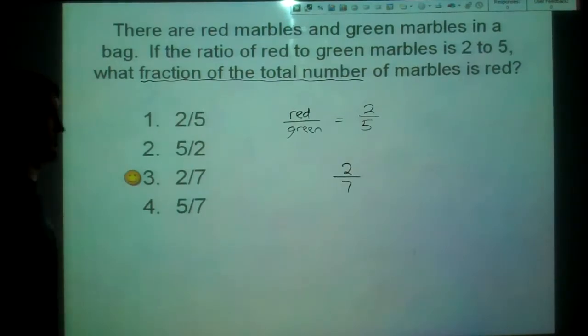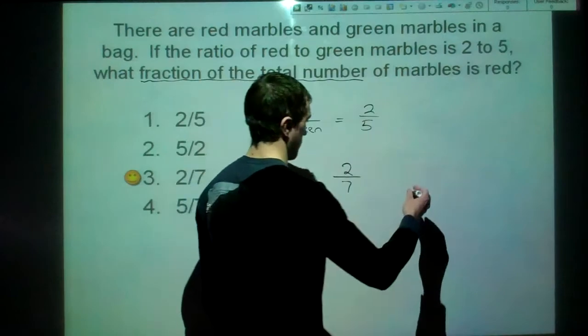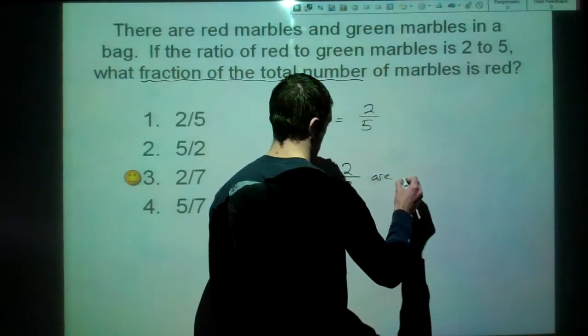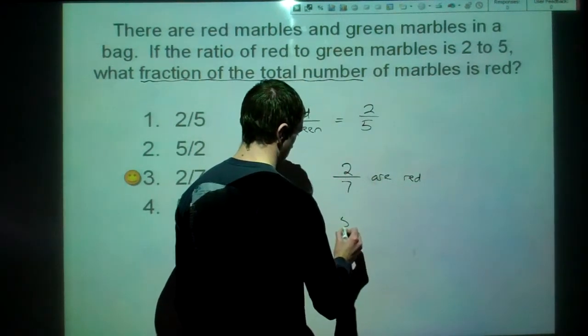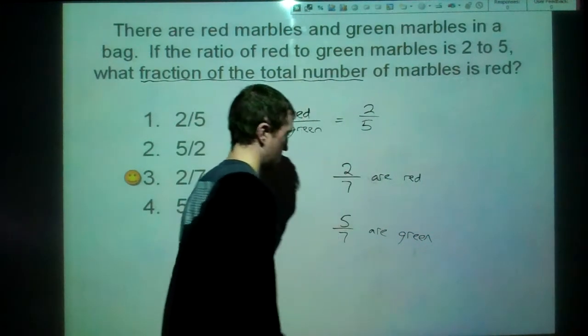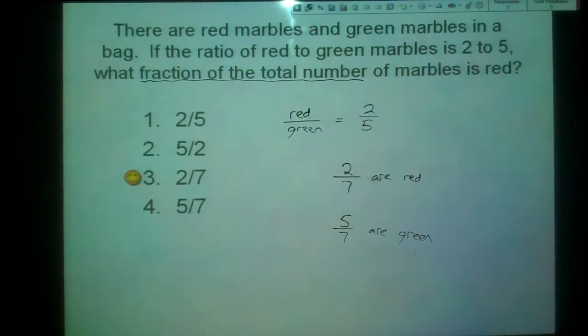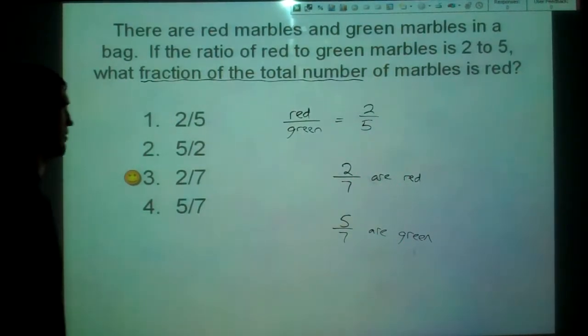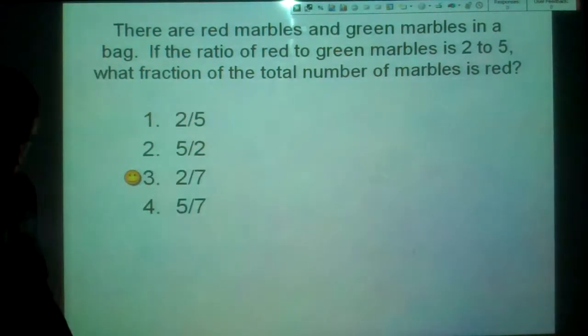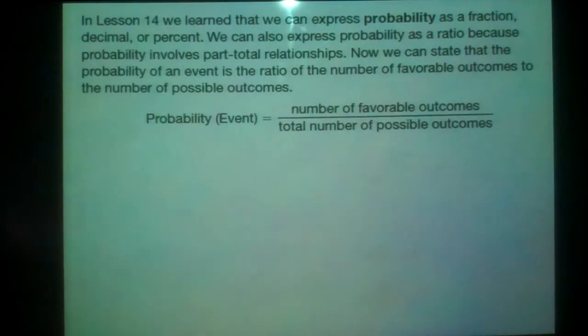And this makes sense because then 5/7, I'll say 2/7 are red, and 5/7 are green. Okay, so we don't know how many marbles are in that bag total, but we do know that of the total, 2/7 are red, and then 5/7 should be green. It's a little confusing at first, but it's not too bad once you think about it a little bit.